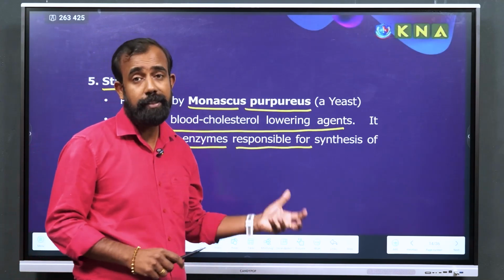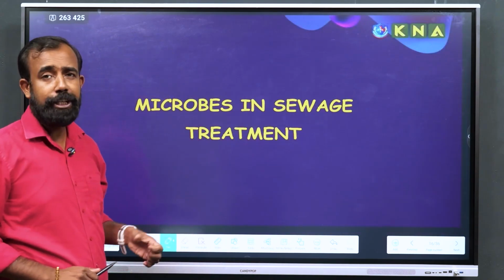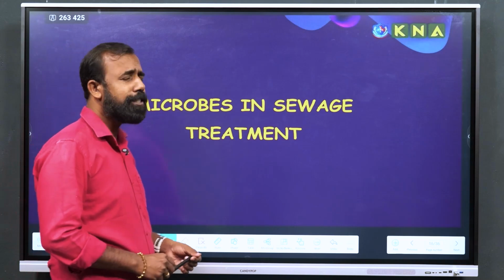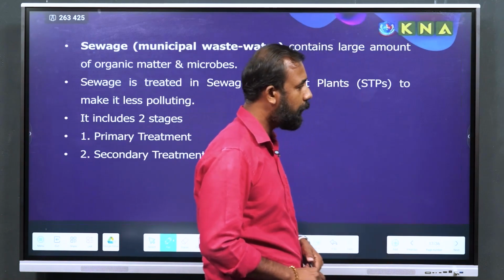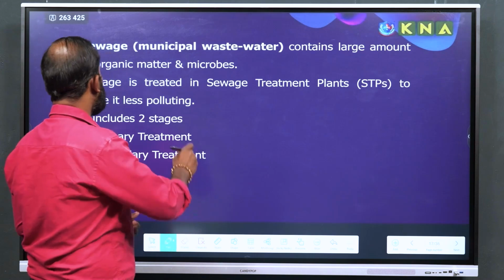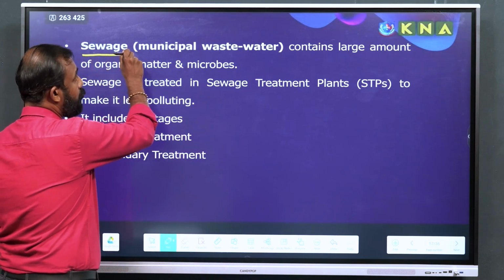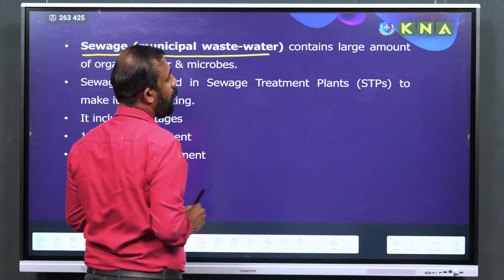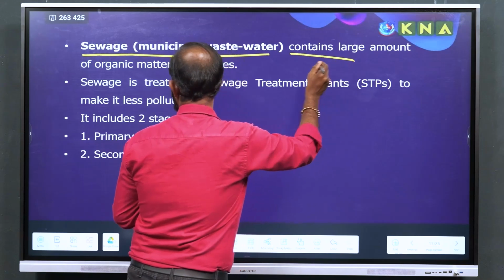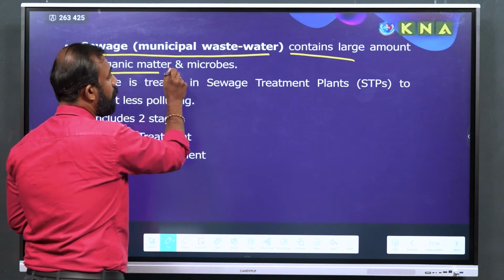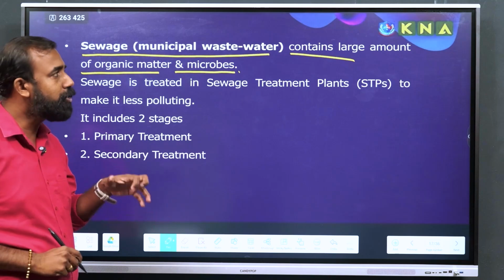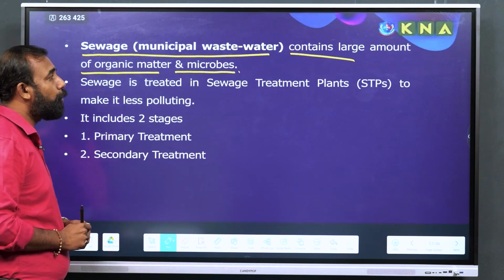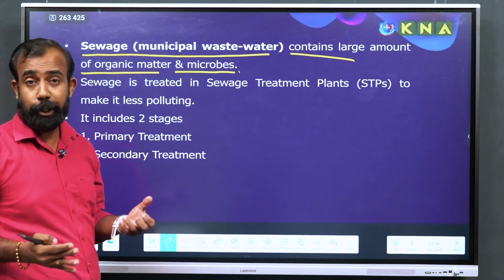Match the following chance. So, microbes in sewage treatment. What do you mean by sewage? Municipal wastewater is called sewage. Municipal wastewater, which contains a large amount of organic matter and microbes, is called sewage.